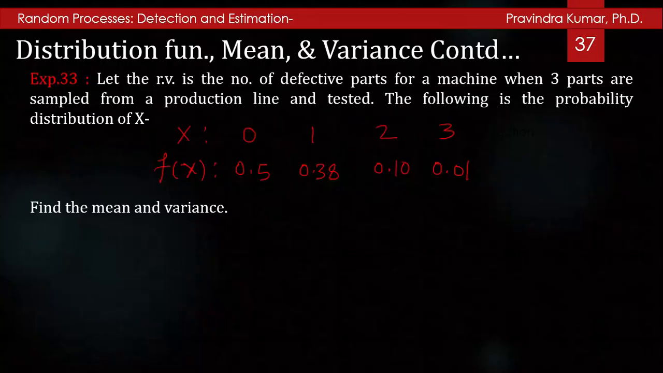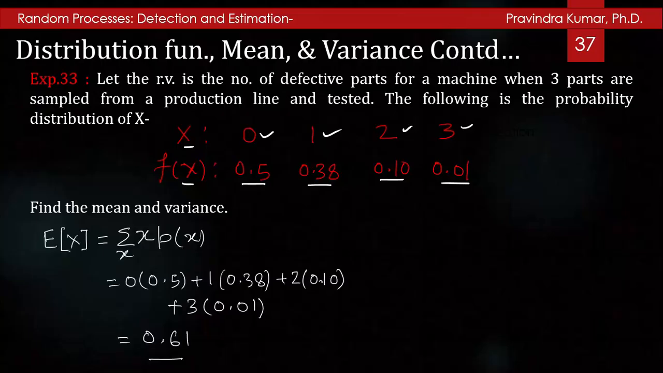Now let us consider one example. Let the random variable be the number of defective parts for a machine when three parts are sampled from a production line and tested. The following is the probability distribution. The random variable x has values 0, 1, 2, 3, and the probabilities are 0.5, 0.38, 0.10, and 0.01. Find the mean and variance.